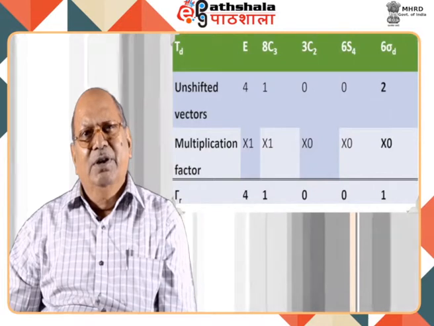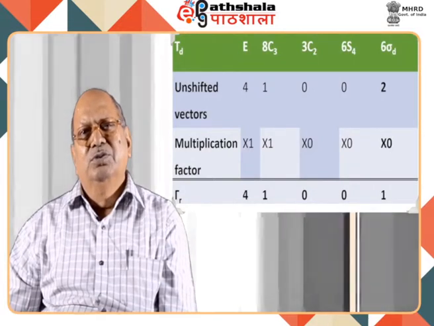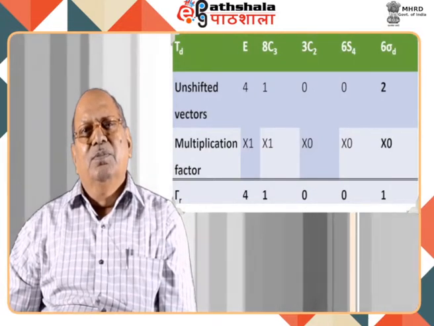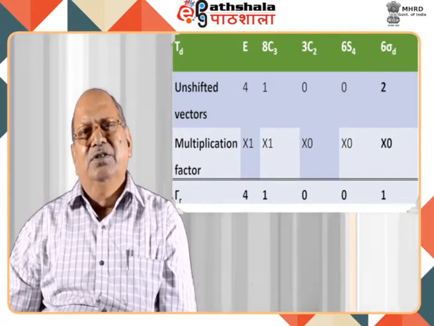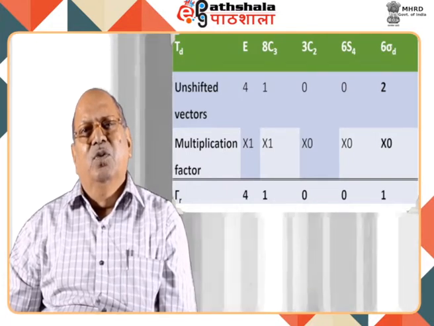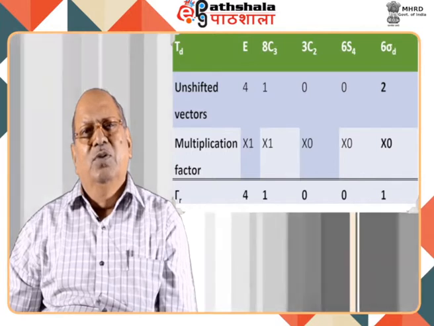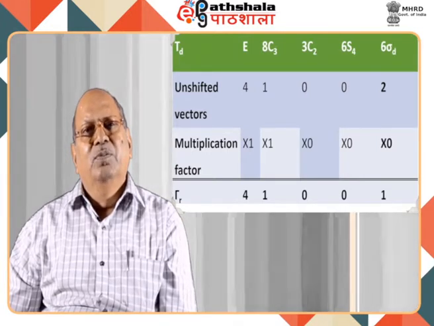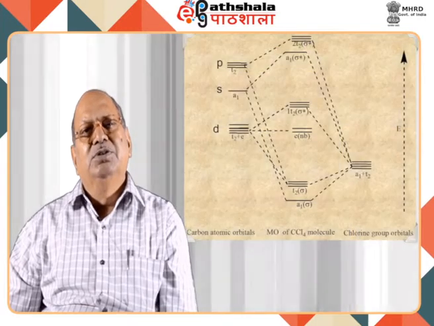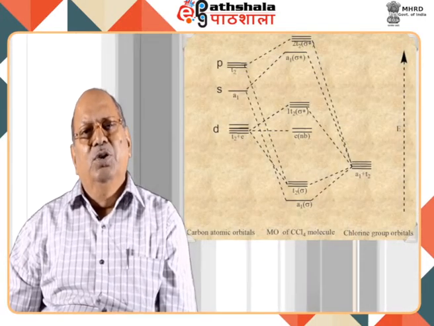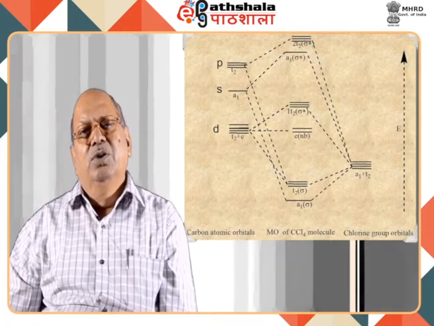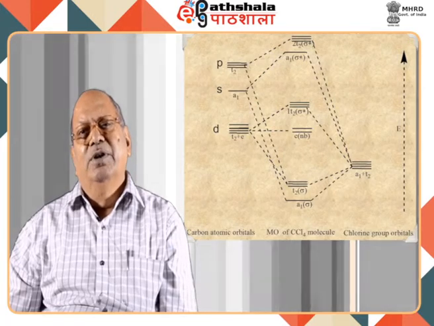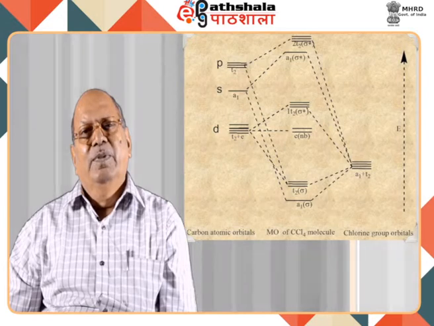In this I have 4, 1, 0, 0, 2. These are multiplied by the multiplication factors to give me the result 4, 1, 0, 0, 1, and this can be reduced to A1 and T2. So these are the symmetries of the LGOs of chlorine, that is, chlorine LGOs belong to A1 and T2 symmetry.